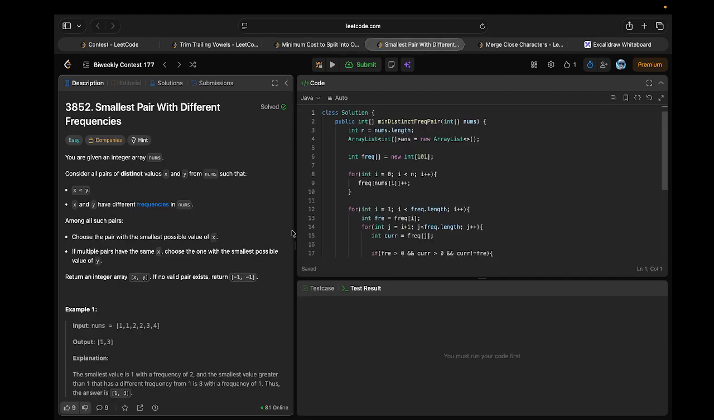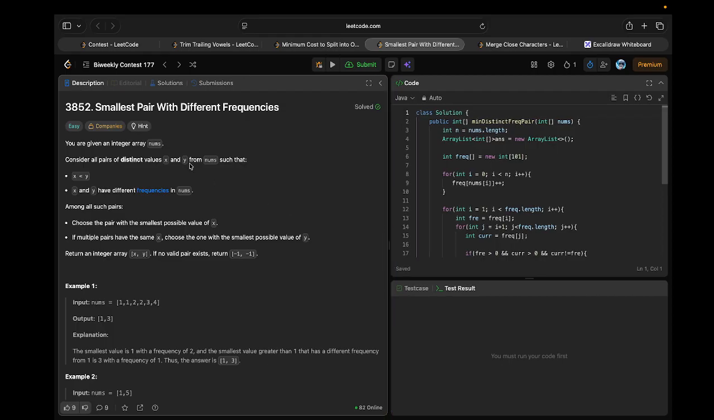So this one is from a biweekly contest, and the first problem is a good problem, it actually gives you a good idea about how to deal with such problems. You can solve this in various ways. You are given an integer array nums. Consider all pairs of index values x and y from nums such that x should be less than y, and x and y have different frequencies. Among all such pairs, choose the pair with the smallest possible value of x.